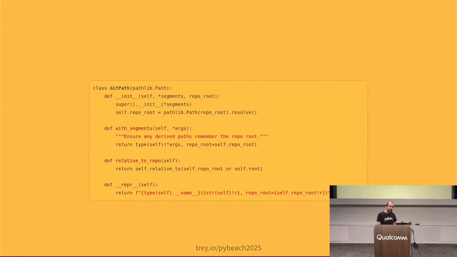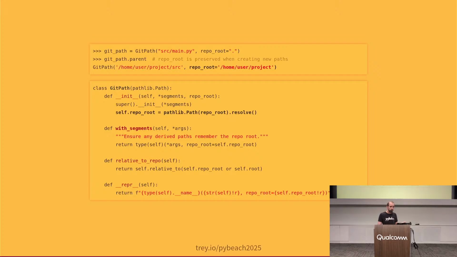If you need to attach metadata to a custom path object, you can actually override a with_segments method to ensure that the metadata in your path is preserved for any new path that's derived from your existing path. In our case, we have a path subclass with an additional repo root attribute. So if we get our path's parent directory, our repo root attribute will actually be maintained on the new path object that's generated. The same thing would happen if we joined our path with another path. All methods that generate new paths call the with_segments method.